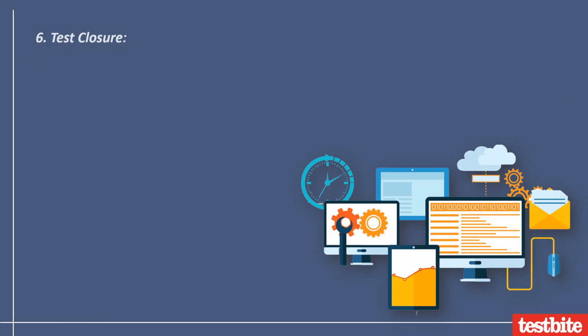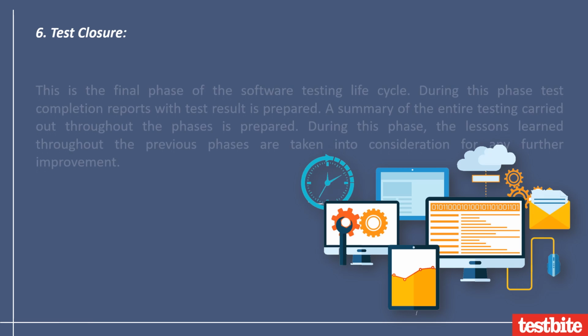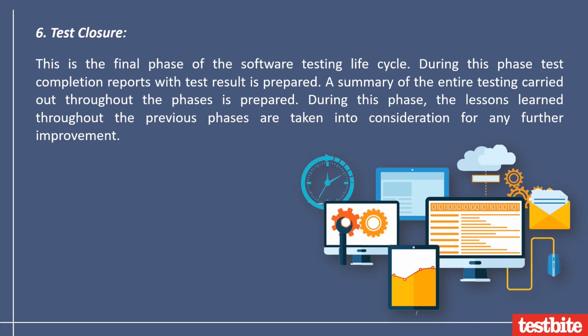Test closure. This is the final phase of the software testing life cycle. During this phase, test completion reports with test results are prepared. A summary of the entire testing carried out throughout the phases is prepared. During this phase, the lessons learned throughout the previous phases are taken into consideration for any further improvement.